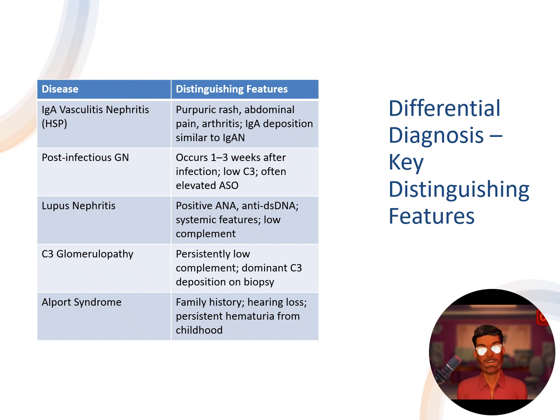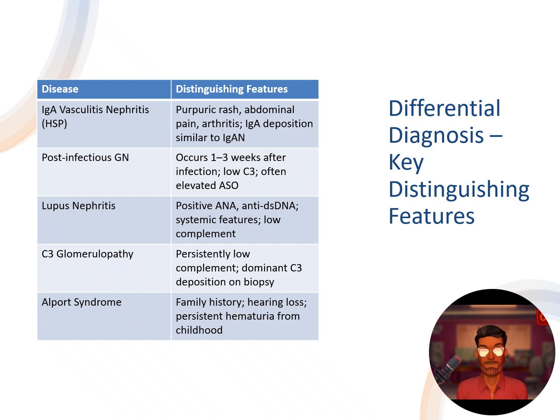Lupus nephritis usually comes with other features, such as a positive ANA, anti-double-stranded DNA, and often has systemic features as well as both low C3 and low C4. C3 glomerulopathy, which is considered if you thought you had PSGN that doesn't resolve, and as I mentioned is part of the MPGN family, has persistently low C3 and has dominant C3 on immunofluorescence when seen on biopsy.